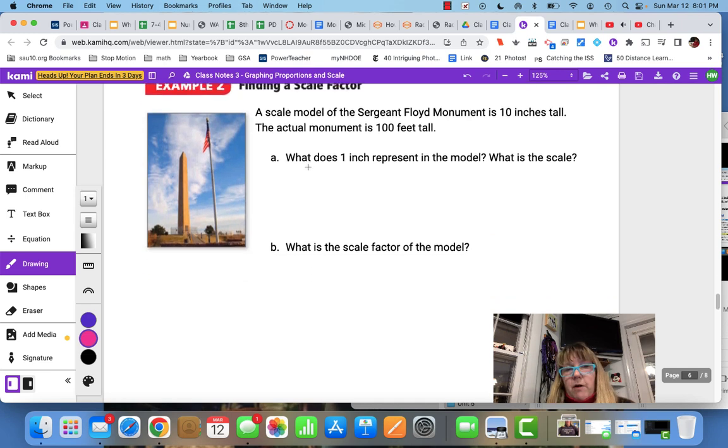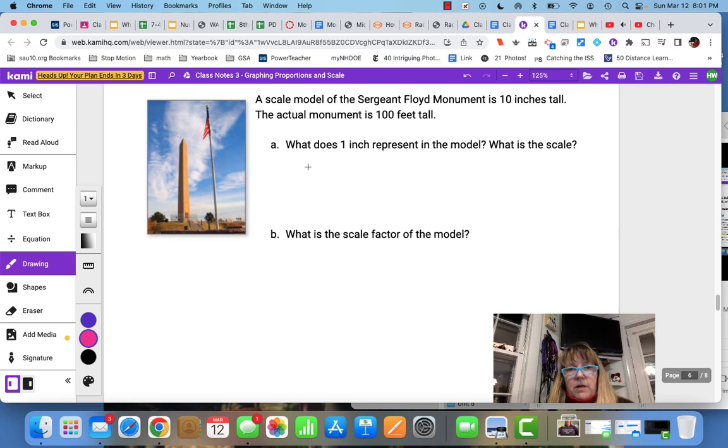So we can actually figure out what a scale factor is. We're looking at the scale model of the Sergeant Floyd Museum, which is 10 inches tall. So we know that it is 10 inches to 100 feet. They're asking, what does 1 inch represent in the model? Well, 1 inch in the model is 10 feet.